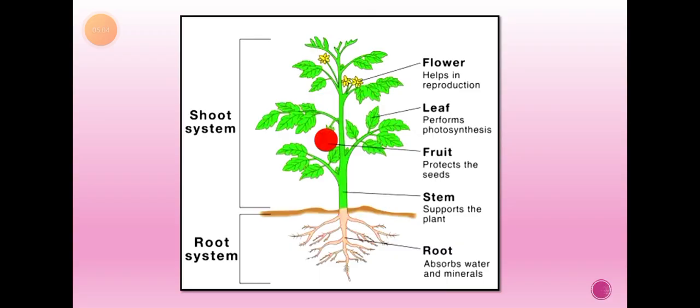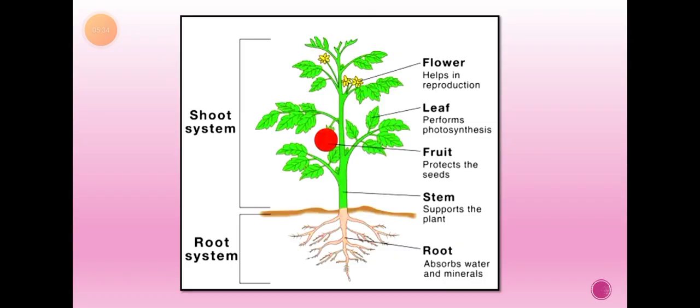Then we have the shoot system, which consists of a lot of things. In the shoot system, you can see the fruit grows, the leaves are present, the flower is present. Everything is present in the shoot system. First of all, we have the stem, which is connected to the roots. It supports the plant because the roots are connected to the stem, and the whole plant is held by the stem. What does the stem do? It joins the whole plant together.